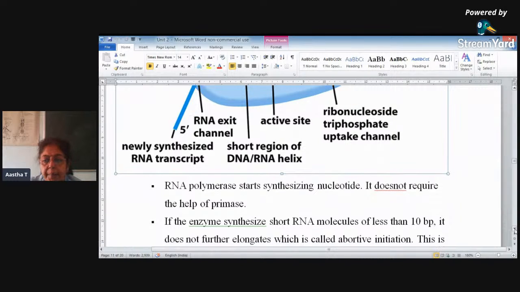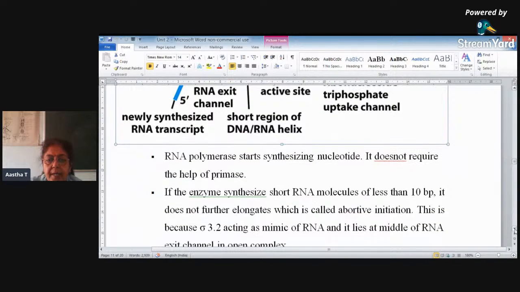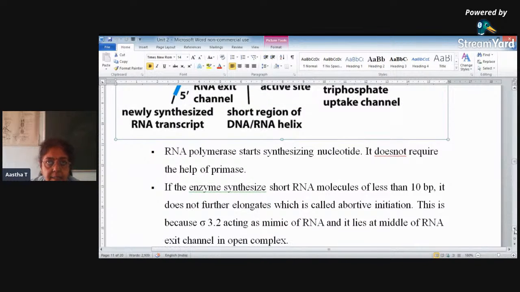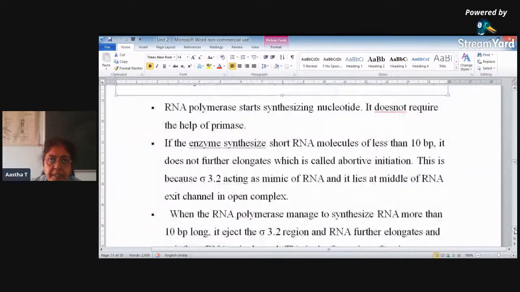So here primase is not required because RNA polymerase can start synthesis of RNA directly. It doesn't require free 3' OH end like DNA polymerase. That is the difference between transcription and replication. So first a short sequence of RNA molecules of almost 10 base pairs is synthesized, and this process is called abortive initiation. Sigma factor 3.2, it can play the role of RNA.